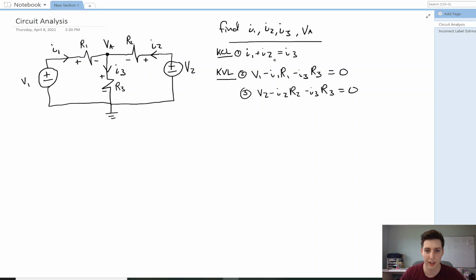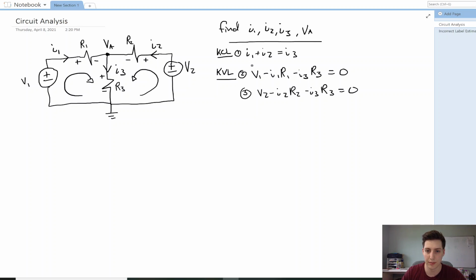We can start with our KCL equation at the node right here. So we can say I1 plus I2 is equal to I3. And then we have our two KVL loops. The first one we can start here and use this loop, where we will have V1 minus I1 R1 minus I3 R3 is equal to 0, just going around there. And then our second loop, we can go counterclockwise, where we will have V2 minus I2 R2 minus I3 times R3 is equal to 0.